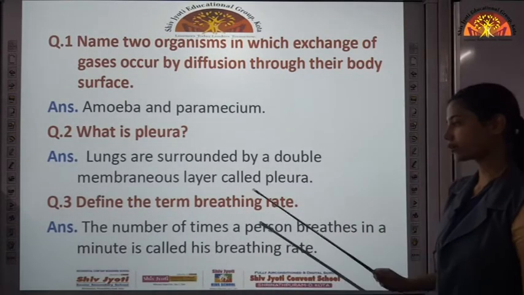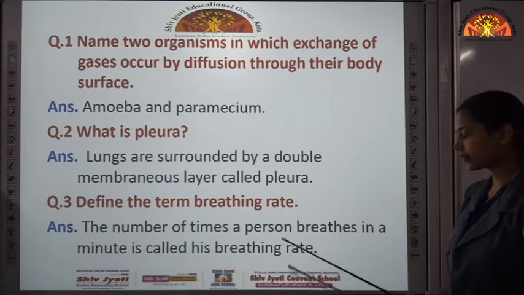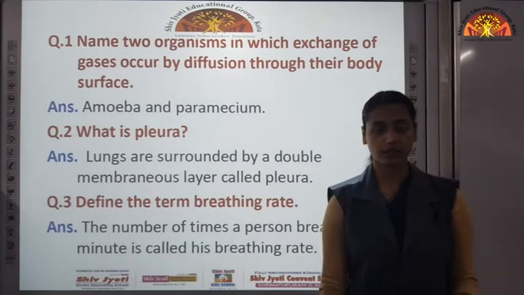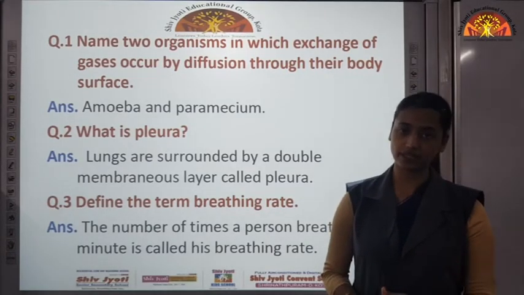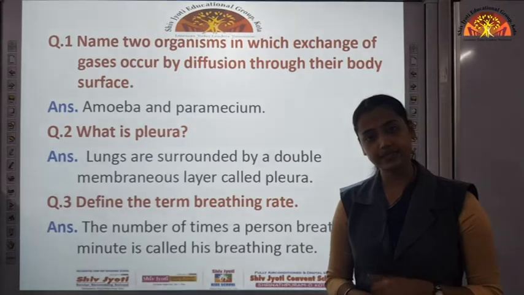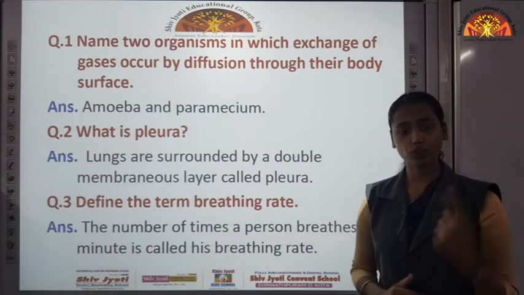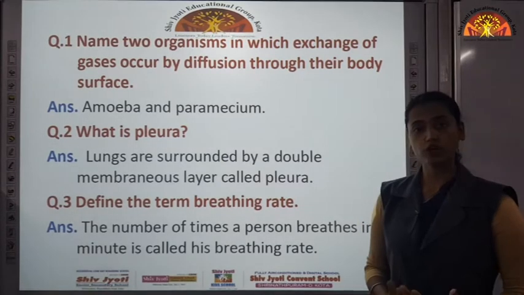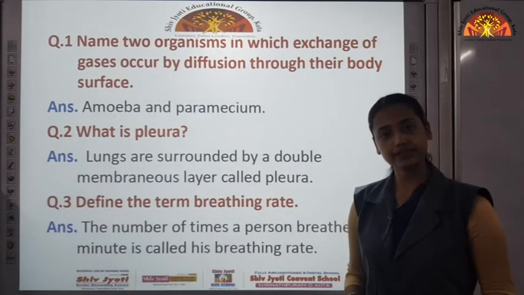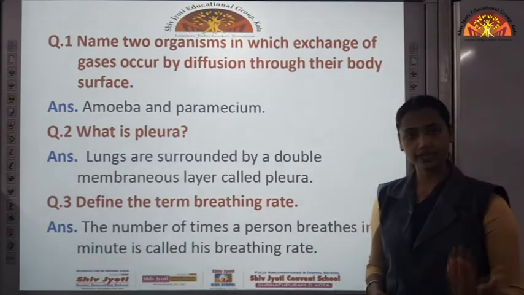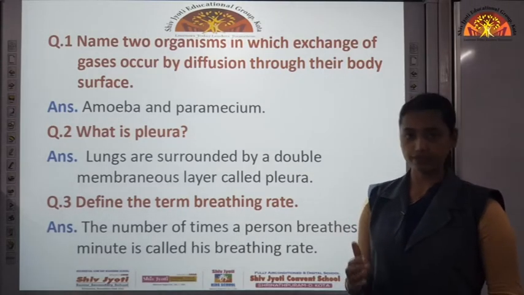Define the term breathing rate. The number of times a person breathes in a minute is called his breathing rate. What does breathe mean? The process in which we inhale and exhale. One time inhaling and one time exhaling is a breath. So, breathing rate, the number of times we breathe in 1 minute. For a normal, resting person, the breathing rate is about 15 to 16 times in a minute. But when we perform any activity or heavy exercise, then it can go up to 25 per minute.